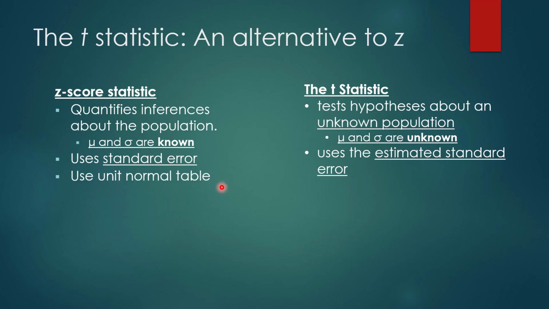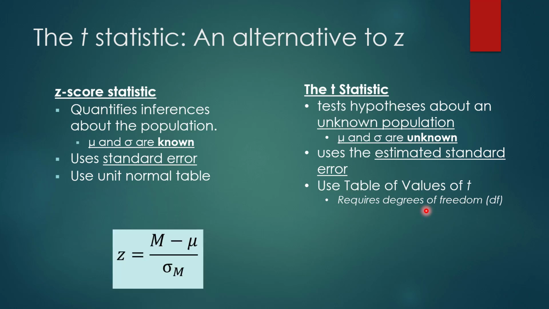For the z-score, we use the unit normal table. For the t-statistic, we now have a new table that we're going to be using, the table of values for t. It requires that we know the degrees of freedom. Degrees of freedom is also something we haven't talked about in a few chapters, so we'll refresh our memory on that in a little bit.